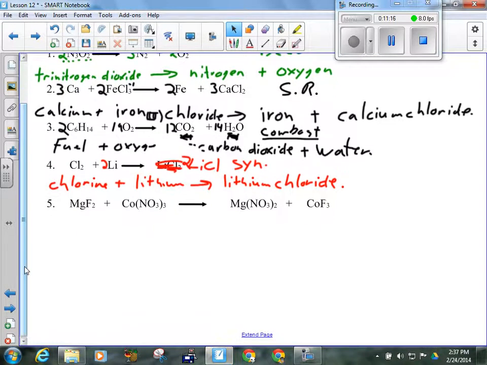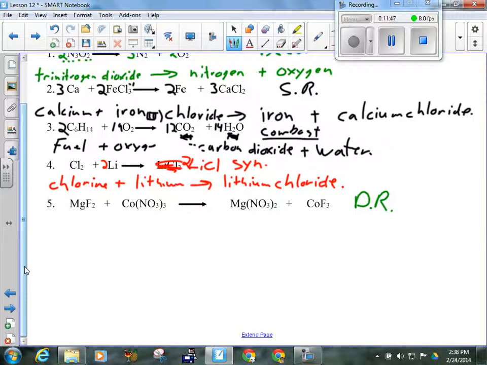What kind of reaction is number 5, where I have 2 ionic compounds reacting? Tom? Double replacement. So we have a double replacement reaction going on here. I have to balance. The thing that's present in the largest number is nitrate. I'm going to balance nitrate as one unit rather than balancing the nitrogen and oxygen separately. They stay together in the same ratio, so I'm just going to treat them like they're an element.